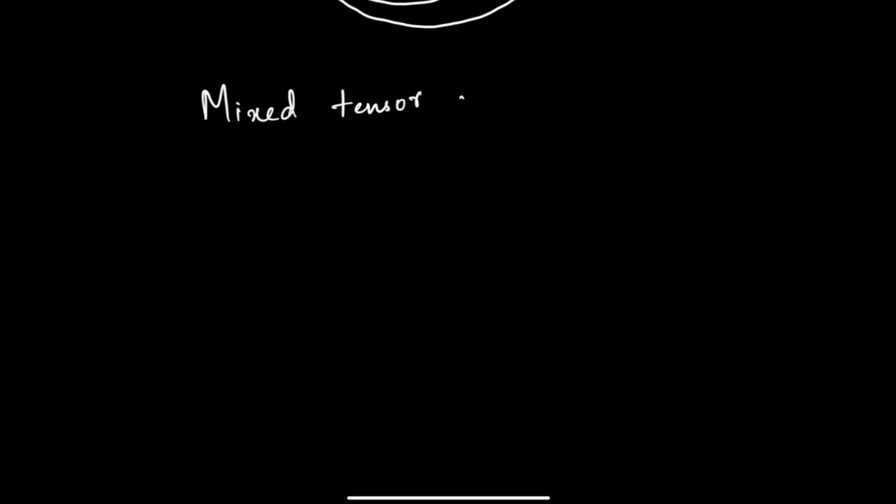So, mixed tensor of rank 2. How can I represent it? T prime mu nu. Rank 2 means there should be 2 free indices, so here mu and nu. Mixed tensor means out of those 2, at least one should be contravariant and one should be covariant. So I can write T prime mu nu.